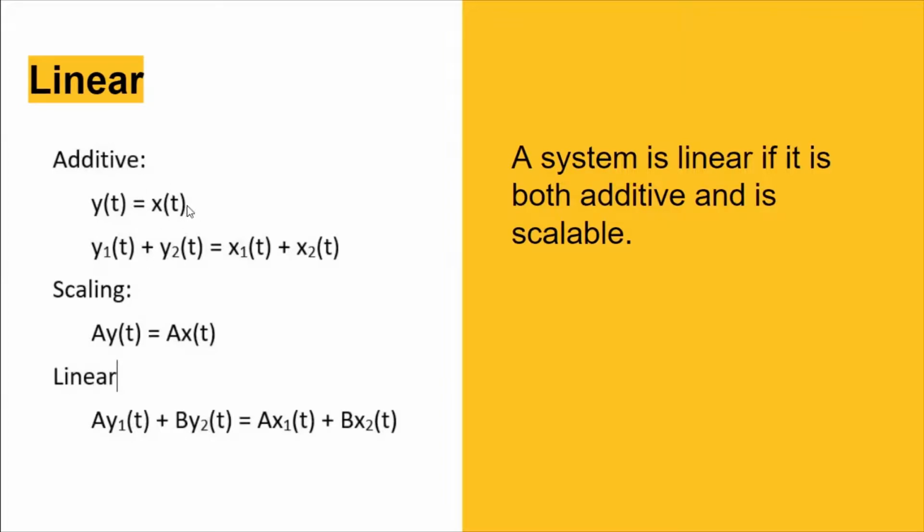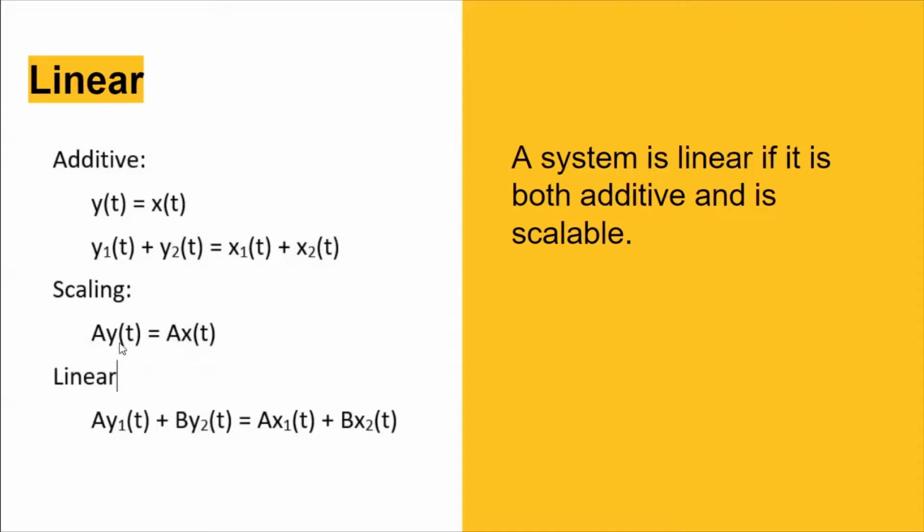So if we take x of t, and let's say we plugged in a certain value for t and we got x1 of t, right? So that's x of t at a certain value. And then we plugged in a different value and we got x2 of t. If I was to plug those values into y of t and add them together, and do the same on the other side, would they be equal to each other? And if that's true, then the system is additive.